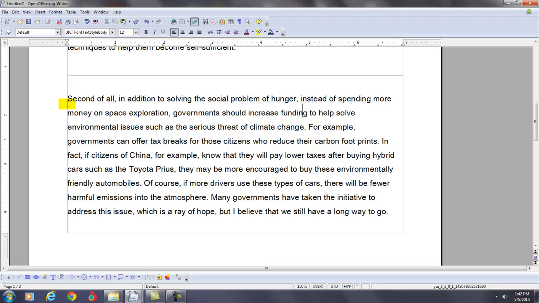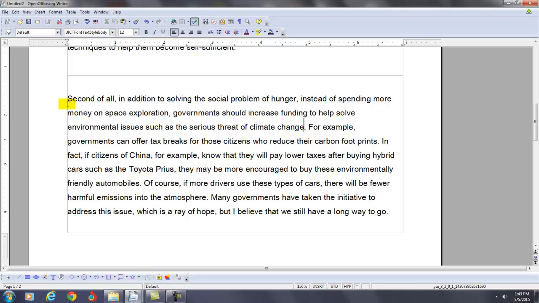Second of all, in addition to solving the social problem of hunger, instead of spending more money on space exploration, government should increase funding to help solve environmental issues such as the serious threat of climate change. For example, see, this is where you're weak right now. You're not getting to the specifics. You're not getting to what I call concrete details. The more specific you get in the body paragraphs, the stronger the argument is that you're making.